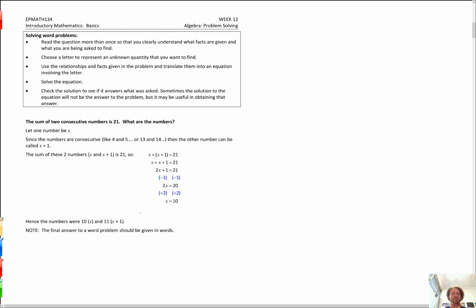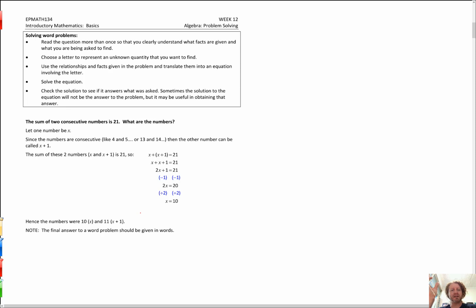Maths. Okay, so there's the general layout for solving word problems, which we'll come back to, but let's give it a brief look. Read the question more than once so you clearly understand what facts are given and what you're being asked to find. That's sort of the case for all questions, but particularly word questions. Don't read what you think it says, just slow down, read exactly what it says.